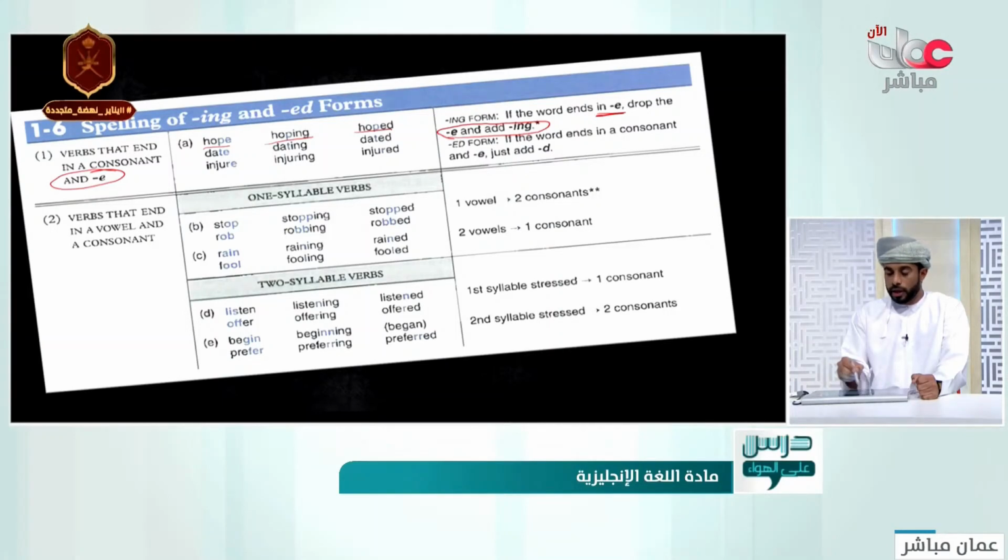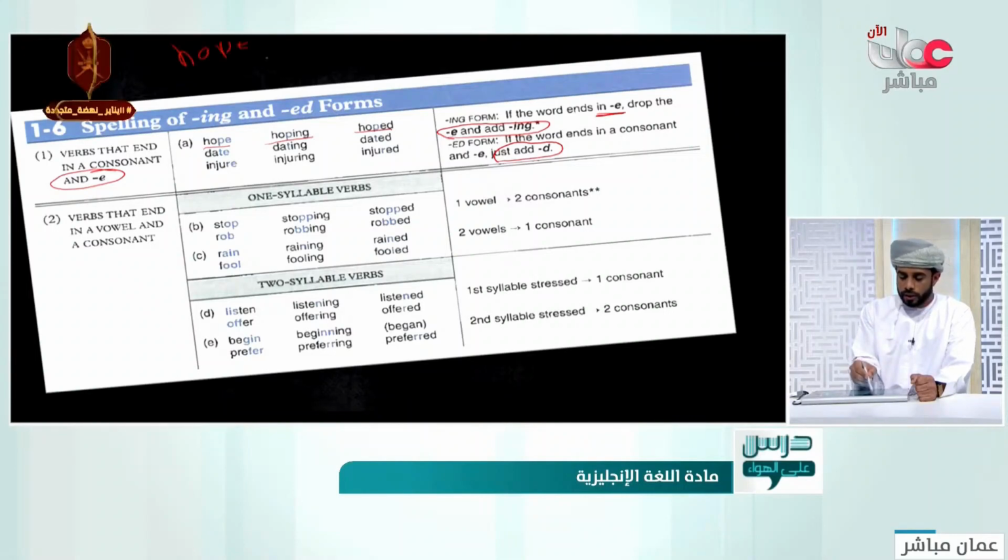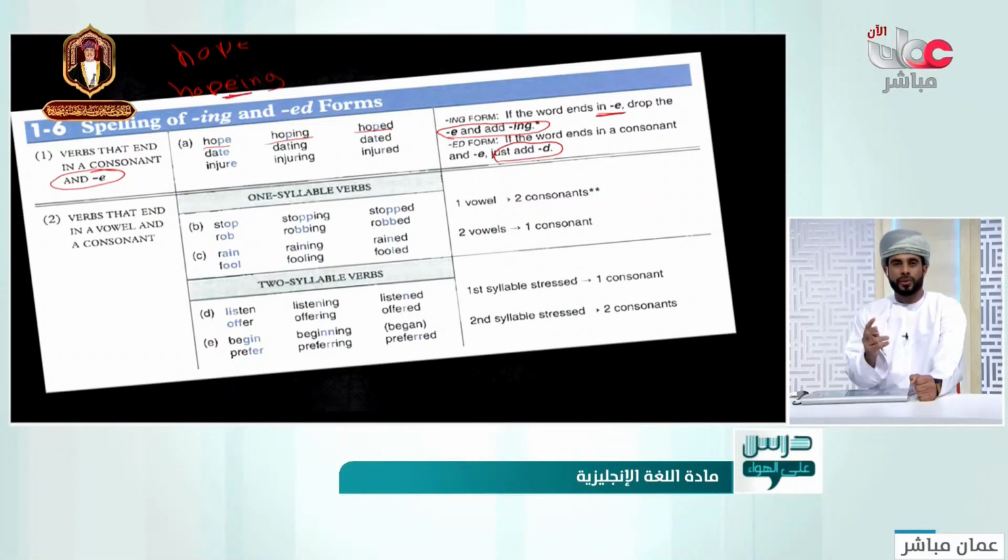What about if we are forming it in the past? We just add d because there's already an e there. I will tell you something. For example, the word hope in here. Why should we delete the e to add ing? Because if you write it like this, we will have a different sound in here, two vowels together. They will produce a different sound. So you need to delete the e.